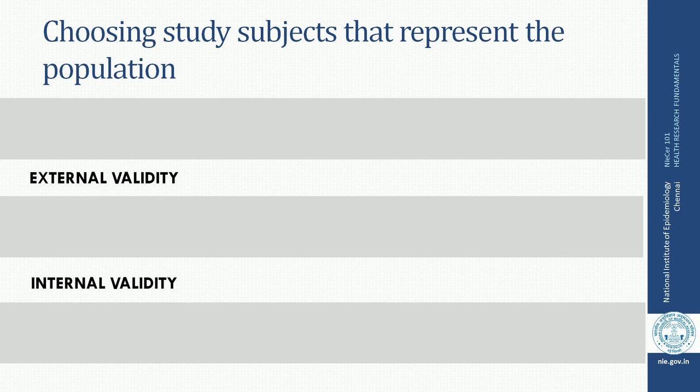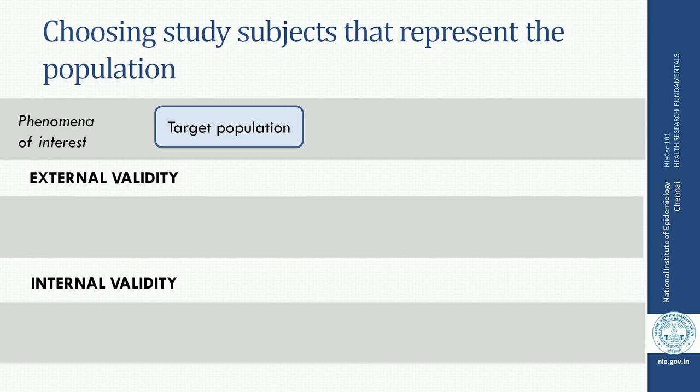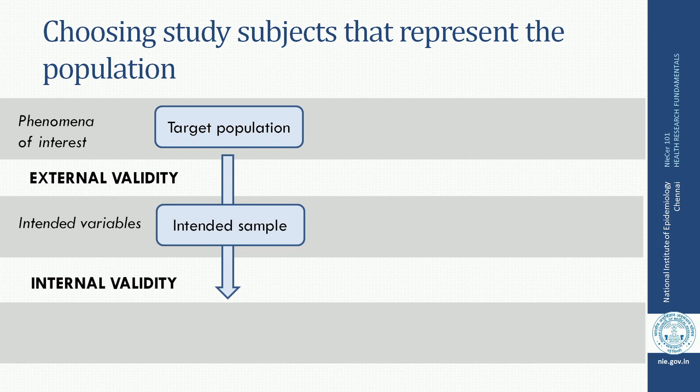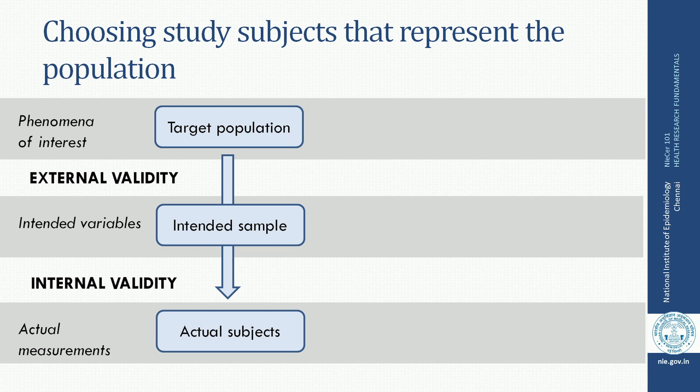So, I am just throwing in an algorithm here which will explain two important terminologies called external validity and internal validity. For example, by means of a phenomenon of interest, that means your research question, you are setting certain clinical and demographic characteristics, and what you derive is a target population. From that you have an intended sample, and in that intended sample you are measuring certain intended variables, and what you derive is the actual study subjects, where you do your actual measurements.